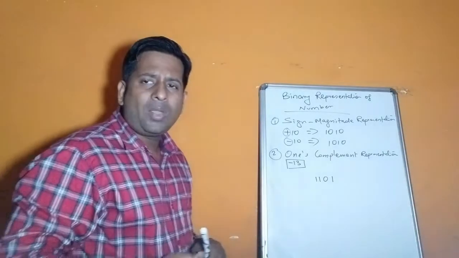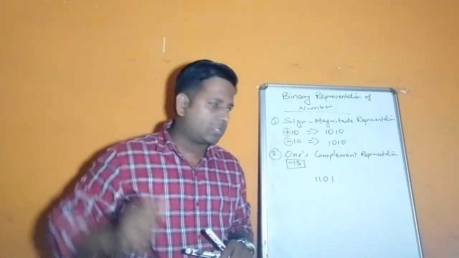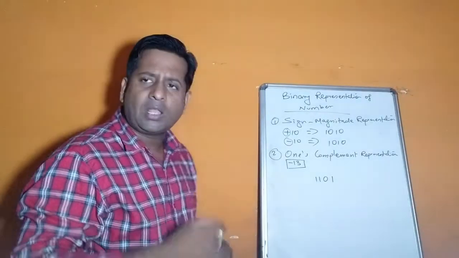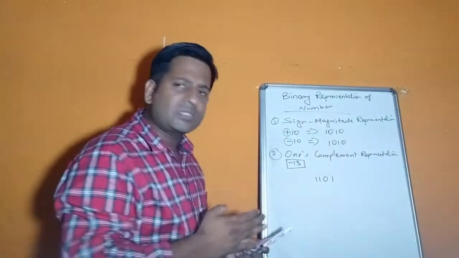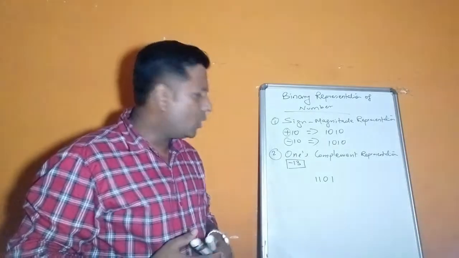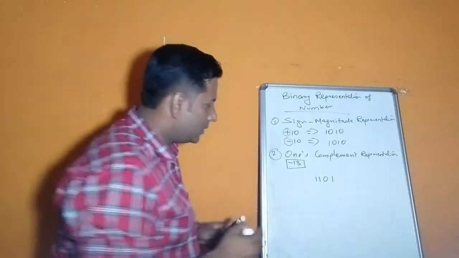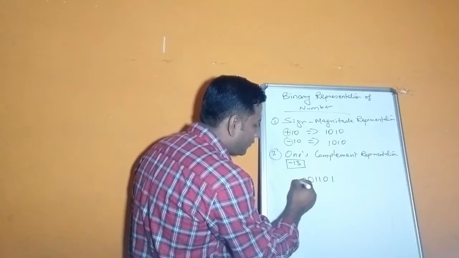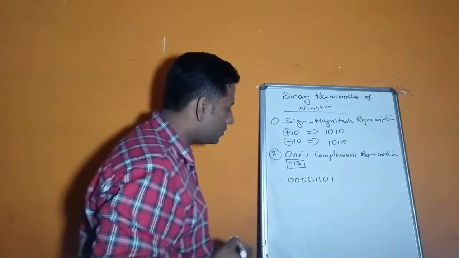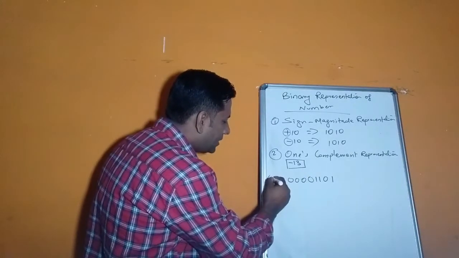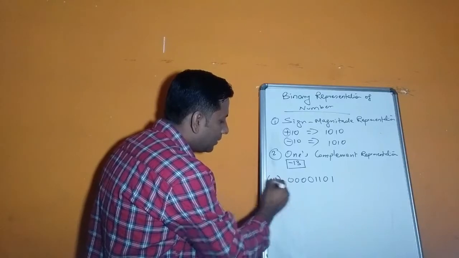Okay. Now we have to consider it as 8-bit when we are dealing with any complement, either 1s complement or 2s complement. We have to deal with 8-bit. So 4 zeros we have to add from our side. So this part is plus 13.